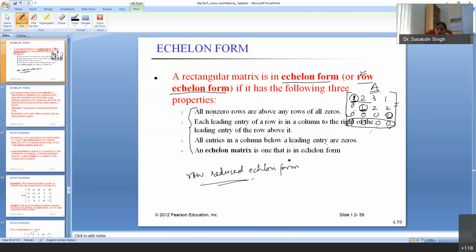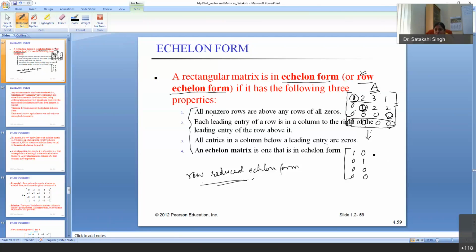Now, what is the reduced row echelon form? In the reduced row echelon form, you will see that you should also have zeros above the leading entries. So if this row echelon form is reduced to the reduced row echelon form, whatever is the leading entry in the second row, the leading entry is this one. Above and below it, at all the positions, there should be a zero in this case.